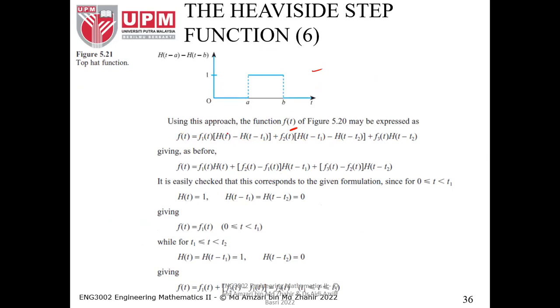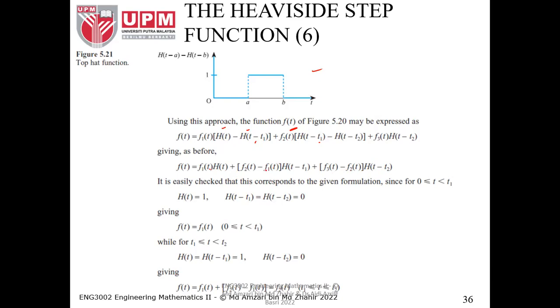So that means the first function is times the Heaviside of the first limit minus the second, plus the second function times H(t minus 1) minus the next one, H(t minus 2). Then f3 is times H(t minus 2). If you simplify, it becomes f1(t) H(t), plus [f2(t) minus f1(t)] H(t minus 1), plus [f3(t) minus f2(t)] H(t minus 2).